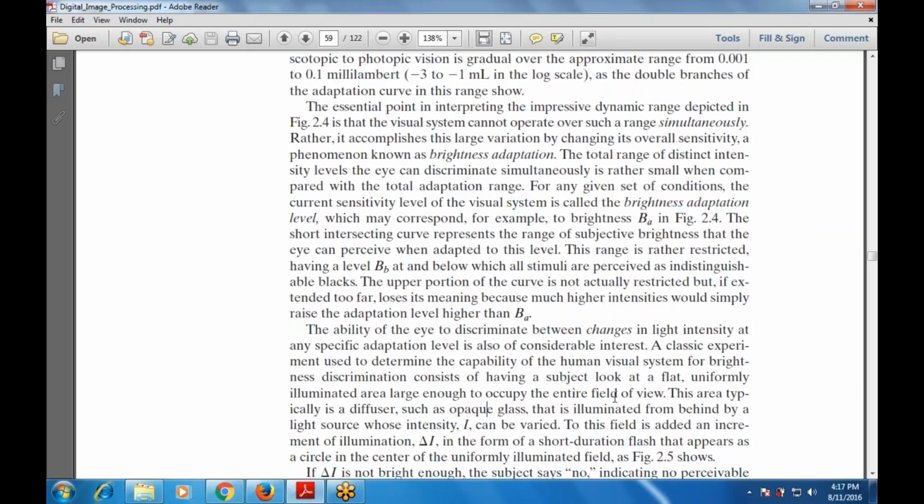And there's a classical experiment used to determine the capability of the human visual system for brightness discrimination that consists of having a subject look at a flat illuminated area that is used to occupy the entire field of view. That is represented by the increment of illumination, that is the delta I, a short duration flash that appears as a color in the center of the uniformly illuminated field.